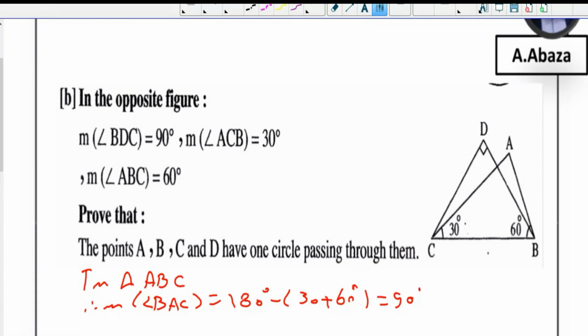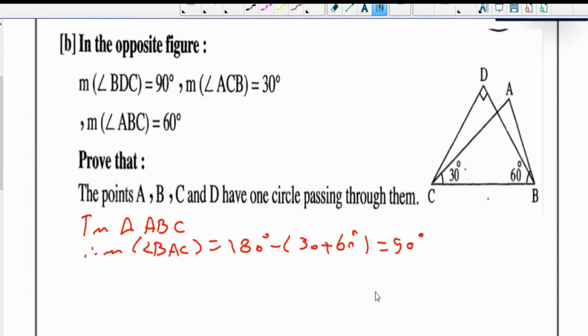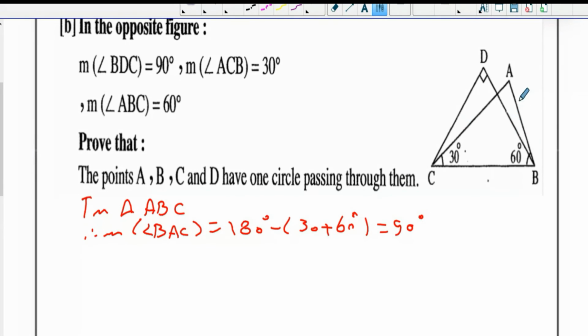Now look, you have angle A of 90 degrees and angle D of 90 degrees, with a common base BC, and the two angles are drawn on the same side of the common base. So what is the type of the shape ABCD? Yes, it is a cyclic quadrilateral. So there is a circle passing through the points A, B, C, and D.